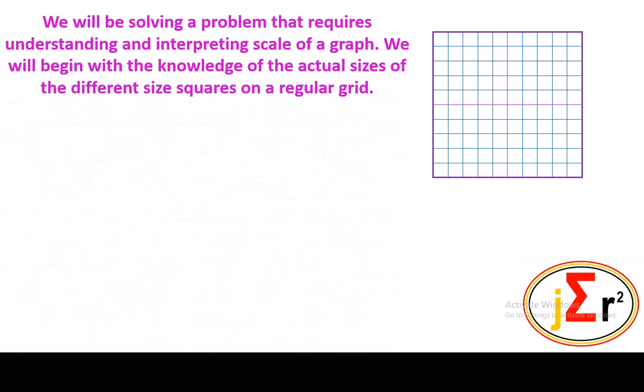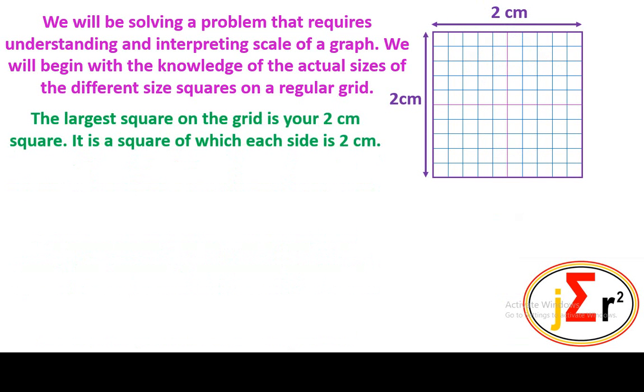We will be solving a problem that requires understanding and interpreting the scale of a graph. We will begin with the knowledge of the actual sizes of the different squares on a regular grid. There we have the largest square. The largest square on the grid is your 2 centimeter square. It is a square of which each side is equal to 2 centimeters in length.